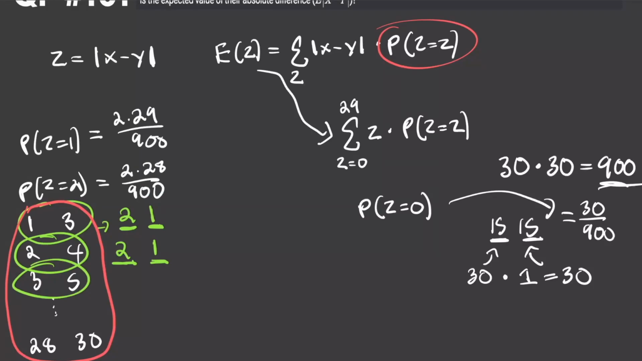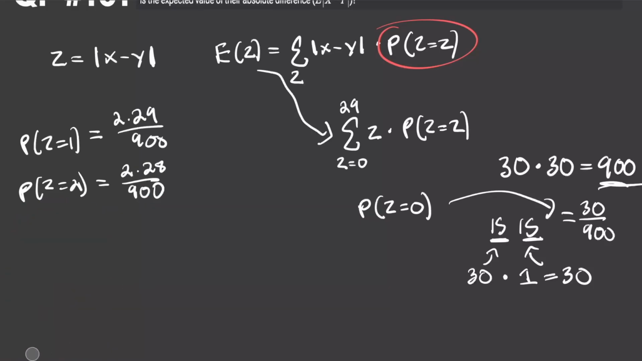Now you can see the pattern. If now I were to find the probability that z is equal to 3, well, we list out our pairs of numbers again. I can have a 1 and then a 4, or I could have a 2, 5, 3, 6, and now I'm only going to go up to 27 and 30, right? Now I only have 27 pairs of numbers that satisfy this absolute difference of 3.